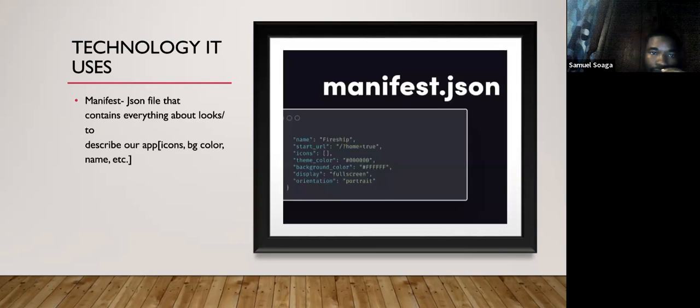Another technology used is the manifest.json. Basically, this manifest.json is a JSON file that styles the app. It contains everything about the look. In this JSON file you describe the name of the app, the color of your app, the background color, the color of the buttons in the app. So it is the manifest.json file that carries that, the icons and so on.